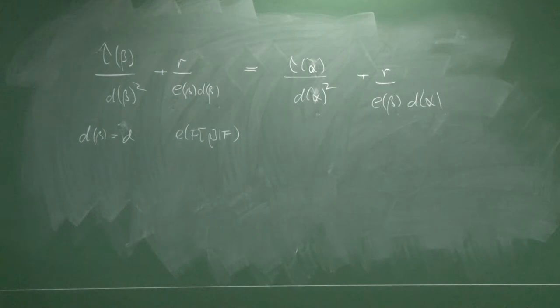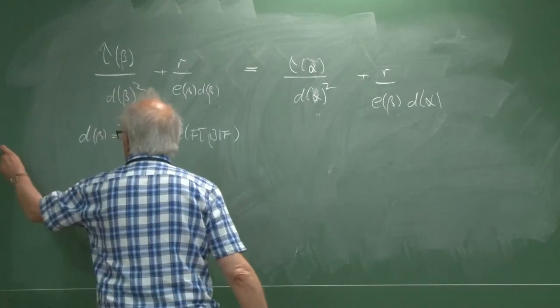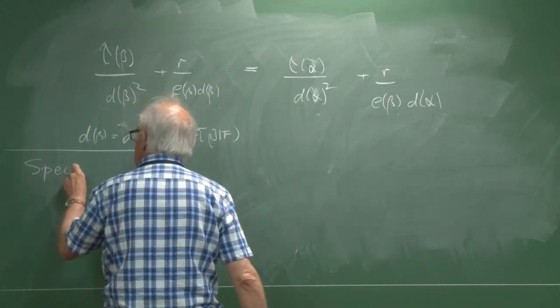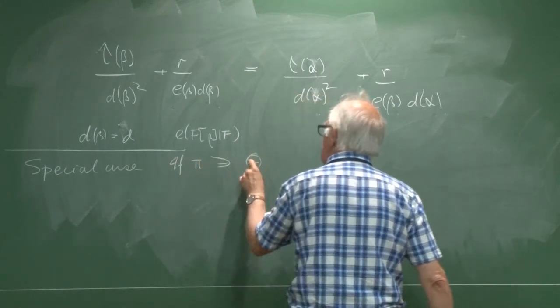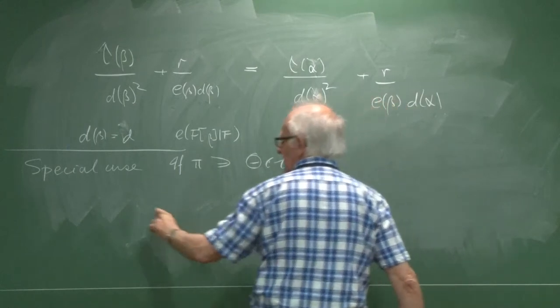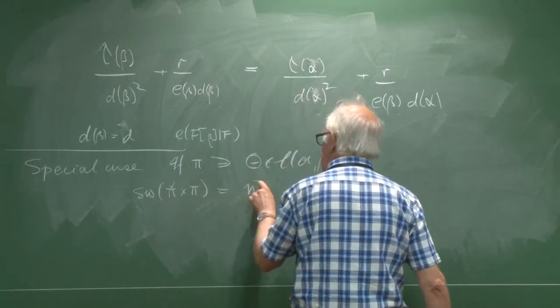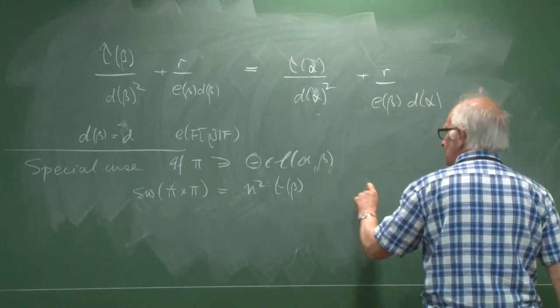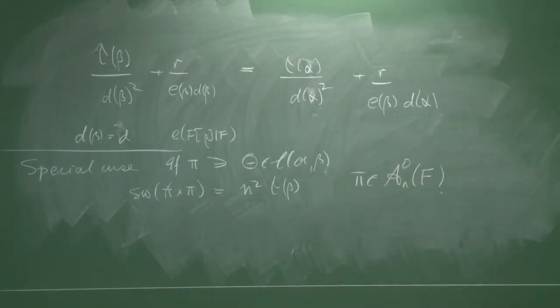Let me just comment. Yeah, there's a useful special case. Keep that on board for a moment. Special case. If pi contains simple character theta C of A beta, the Swan exponent of pi cross pi-check is n squared beta. Pi is meant to be a cuspidal representation of GLN here. Right, so if the theta is attached to a minimal element, I've got a nice formula like this. In general, I've got a rather complicated one.